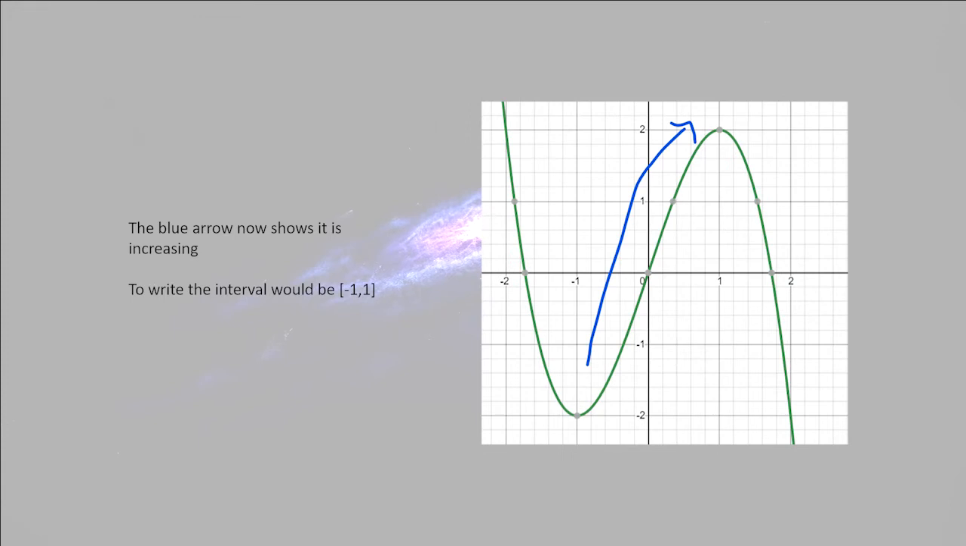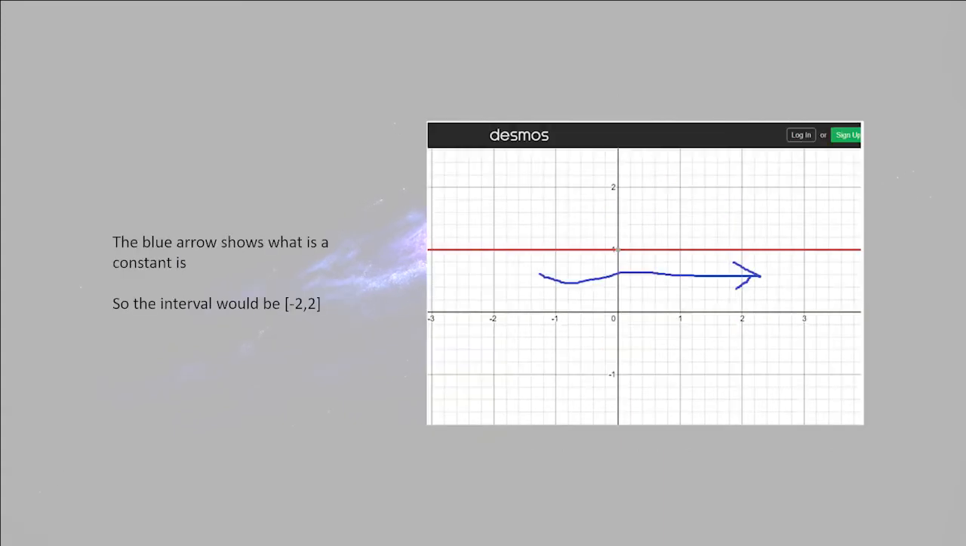The blue arrow now shows it is increasing. To write the interval, it would be -1 to 1. The blue arrow shows what a constant is, so the interval would be -2 to 2. So in summary, this is how the increasing, decreasing, and constant function looks like.